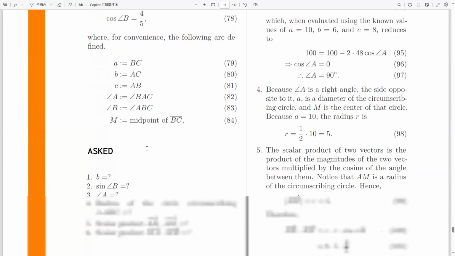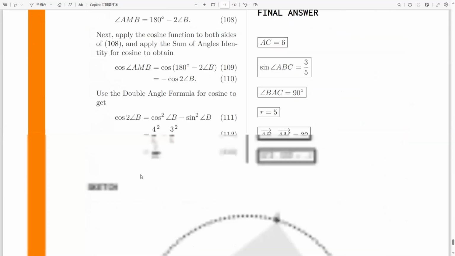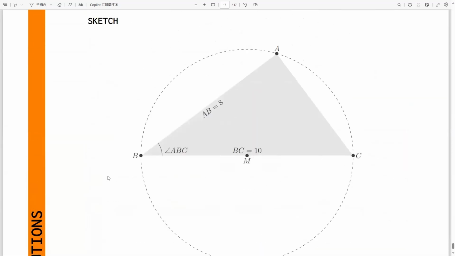Now, for the third problem, we are being asked for the angle A. If we look at this drawing again, we already know the sine and the cosine of this angle here, angle B. Now we're looking for this angle here. Notice that we can use the same technique that we used earlier to find this side. We used the cosine law. Here we can also use the cosine law because we already know this side.